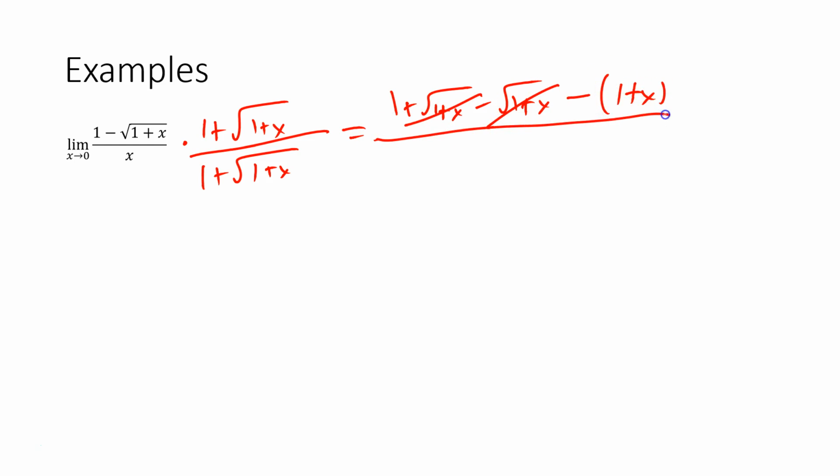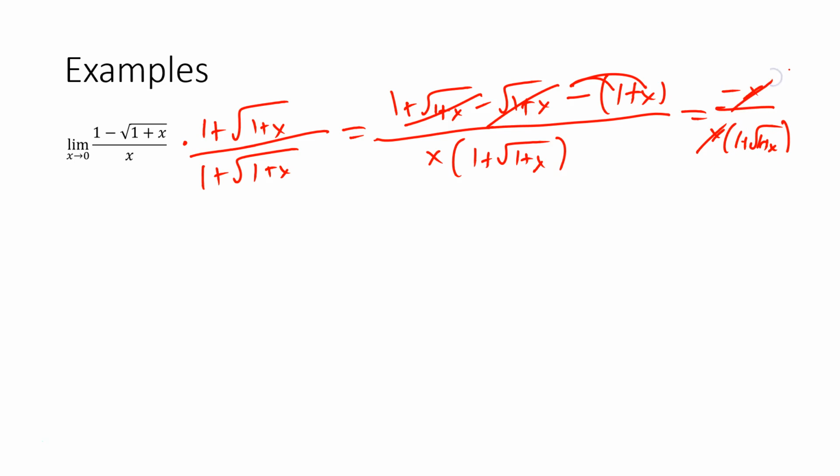And that is divided by, I'm just going to leave this factored, x times 1 plus square root of 1 plus x, because I think that's going to make my life a little easier. So on the top, let's look at what we have. The 1 minus 1 will cancel, so I have a negative x on top. And on the bottom, I have x times 1 plus root 1 plus x. Hey, check it out. An x cancels. There we go. So that is negative 1 over 1 plus root 1 plus x.